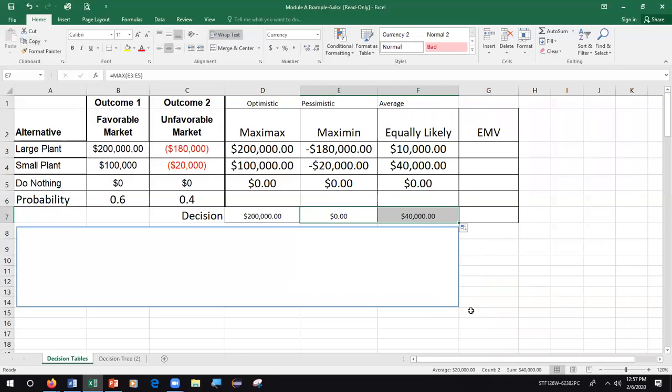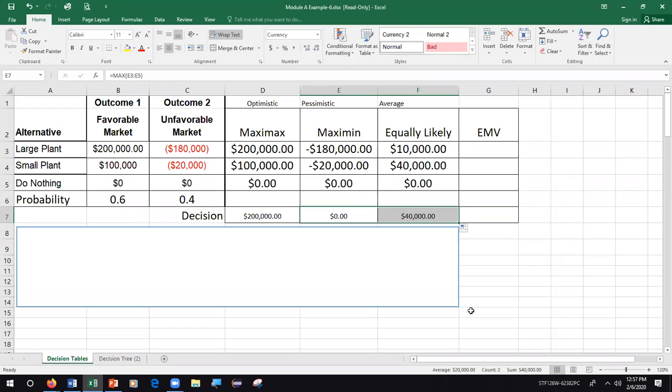Now to calculate my EMV, and again, this is what I'm actually after. This is the one that takes in the probability, the expected monetary value. So the first three were in uncertainty, and then this last one, the EMV, is the risk. That's where EMV comes in.